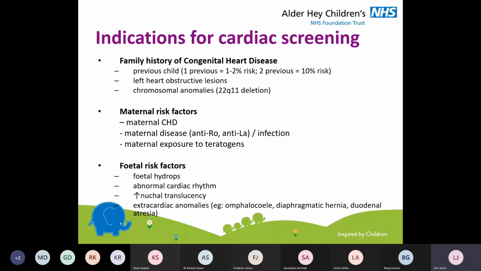Increased nuchal translucency. I think most of you would have known about this nuchal translucency, which is a thickness of skin behind the neck itself. And if it's above a certain dimension, so more than 3.5 millimeters at around 10 to 12 weeks gestation screening, then it's a marker for potential chromosomal and or congenital cardiac disease. If you know that there are extracardiac anomalies like omphalocele, diaphragmatic hernias, or duodenal atresias, then you want to make sure that you look out for potential heart issues as well. As I said, it might be part of a syndrome.